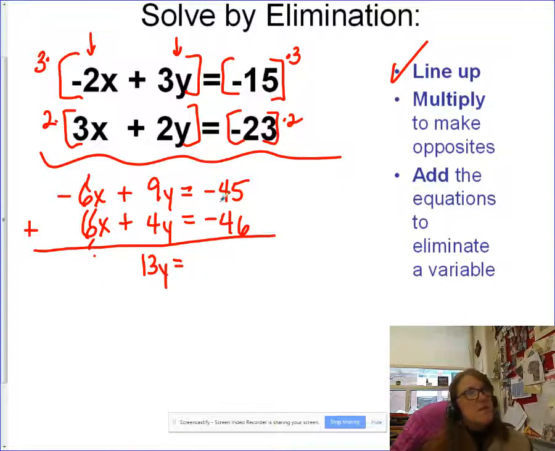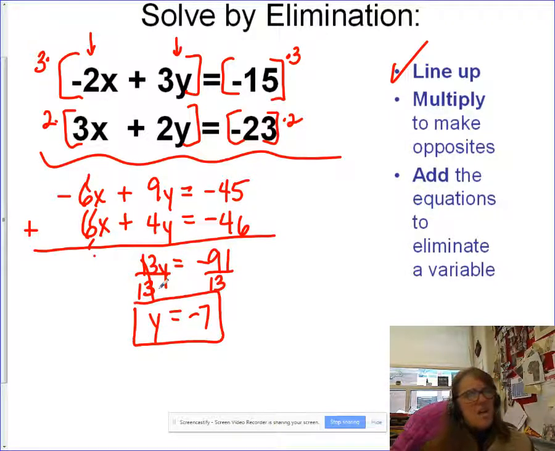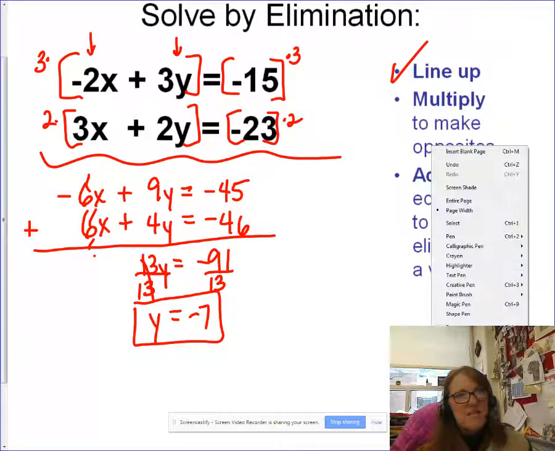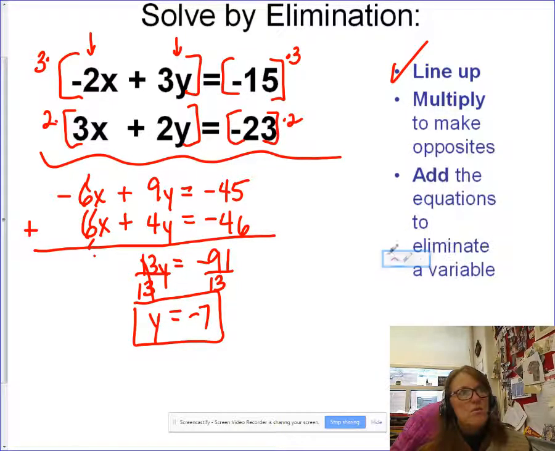Don't worry, I made it nice. Negative 45 and negative 46 is negative 80 and negative 11 more, so negative 91. All right. Fear not, sports fans, because 13 can fit exactly into, or is a factor of, 91. In fact, this gives me y equals negative 7. Works out.